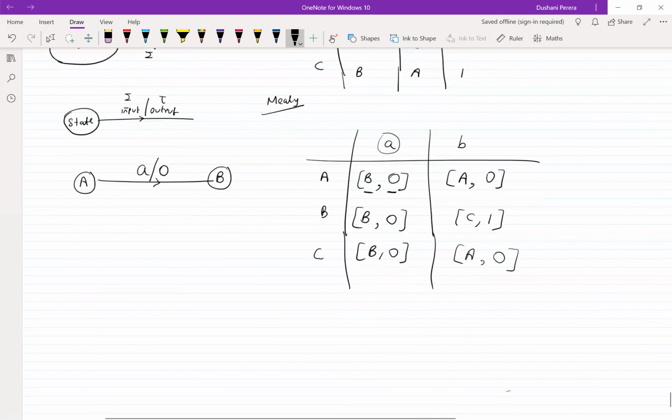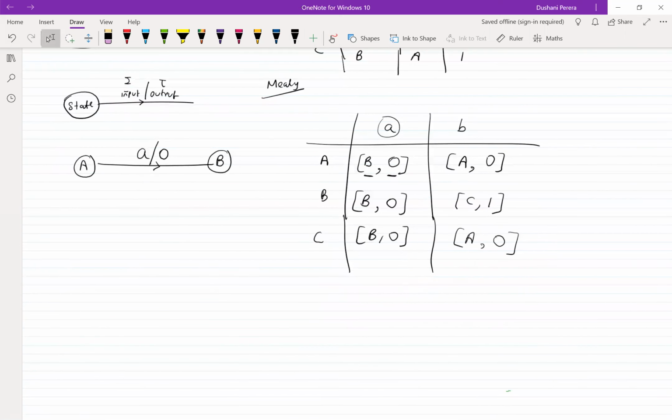Okay. Now by looking at this, we draw a Mealy machine. Okay, so you are at A.